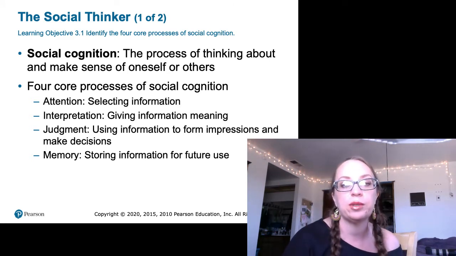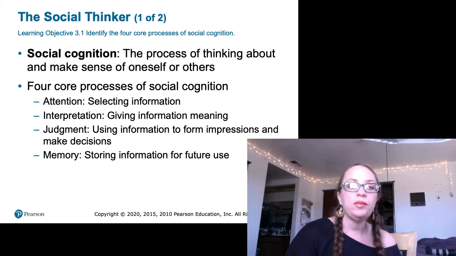How do we analyze people? How do we analyze ourselves? So I mentioned the four core processes of social cognition. So we have attention, interpretation, judgment, and memory.